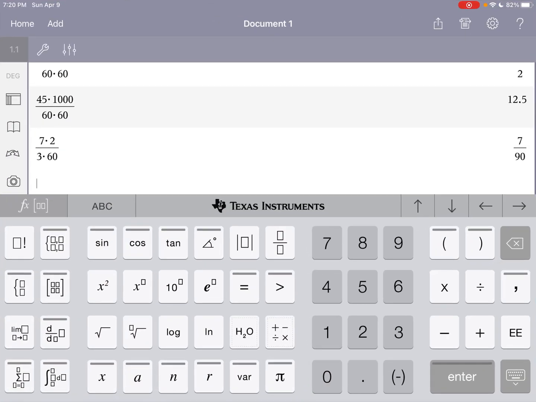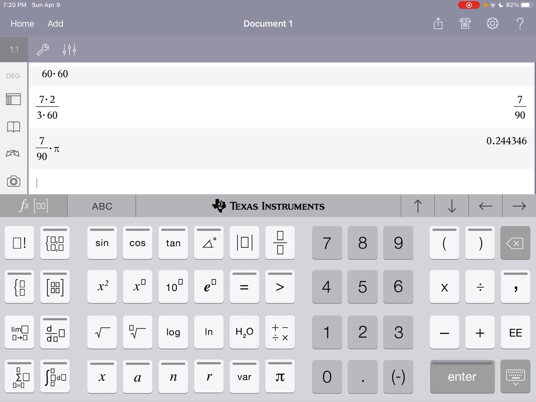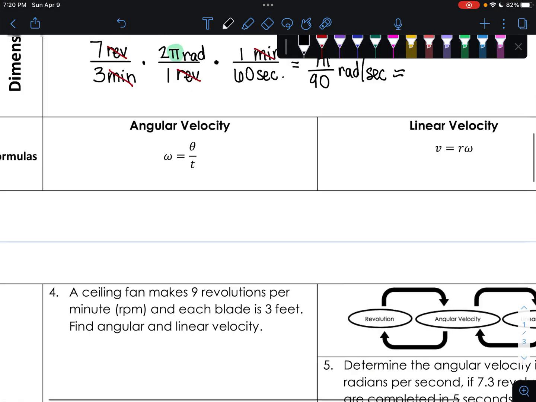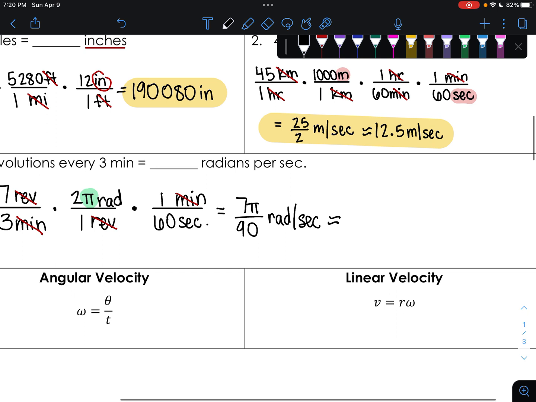On your keyboard, pi is at the bottom on the second row. So I'm going to take my previous answer and multiply it times pi. And it gives me 0.244. Let's round to 3 decimal places. You do need to make sure that you're comfortable with rounding on these because on your test, you will have to round to whatever decimal place it tells you in the directions.